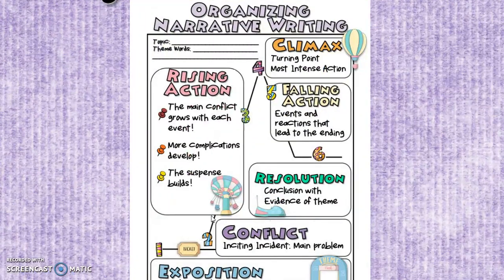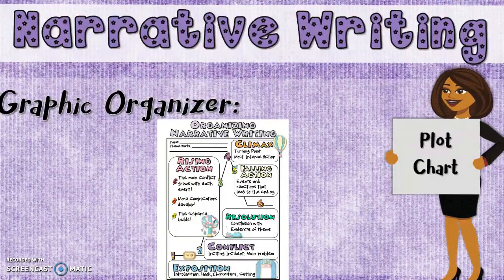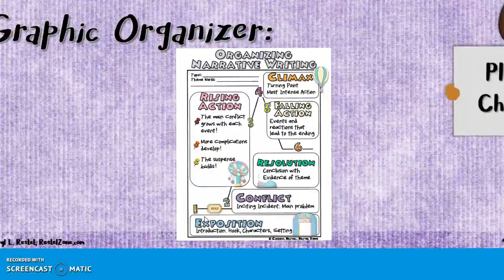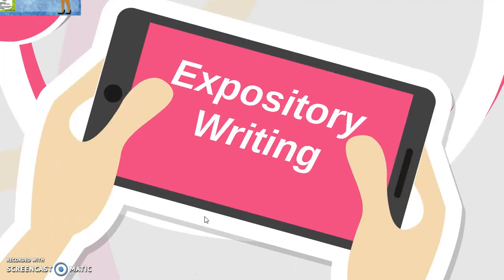I didn't really explain it, because the way you organize narrative writing for your essays is you write a plot chart. So you draw that triangle and then you keep going. All right. So that is why I'm showing you a plot chart for the organization.